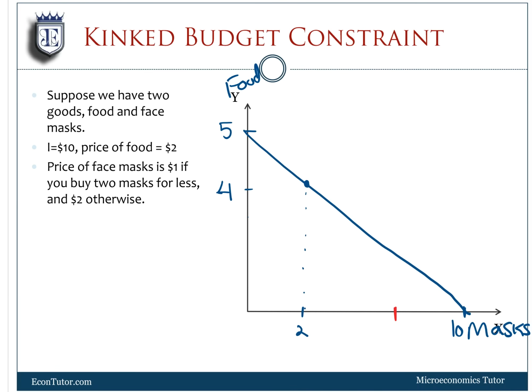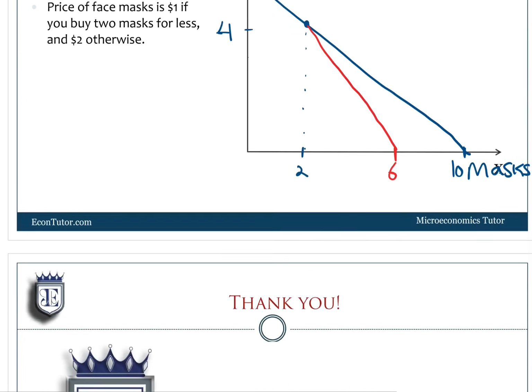So the additional money here doesn't get me more. So this is going to be 2 plus 4, so this is going to be 6, right? So this is our kinked budget constraint.